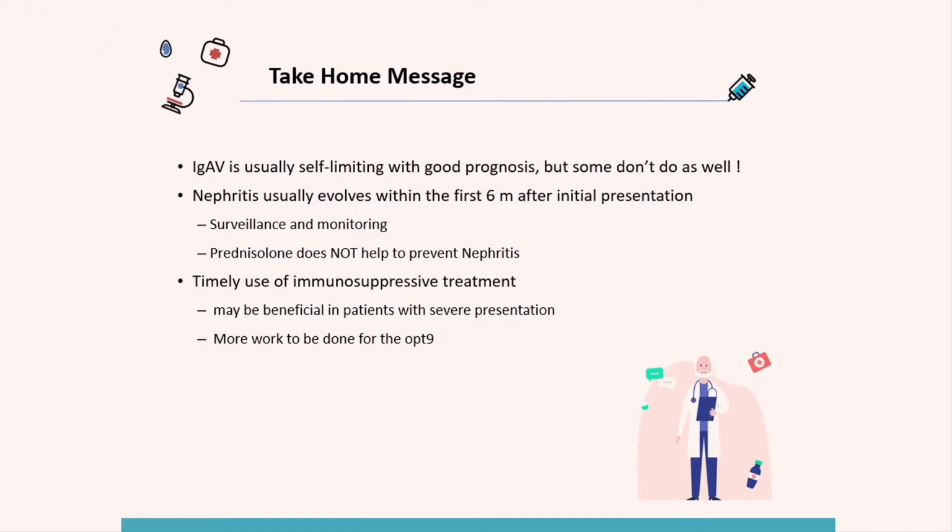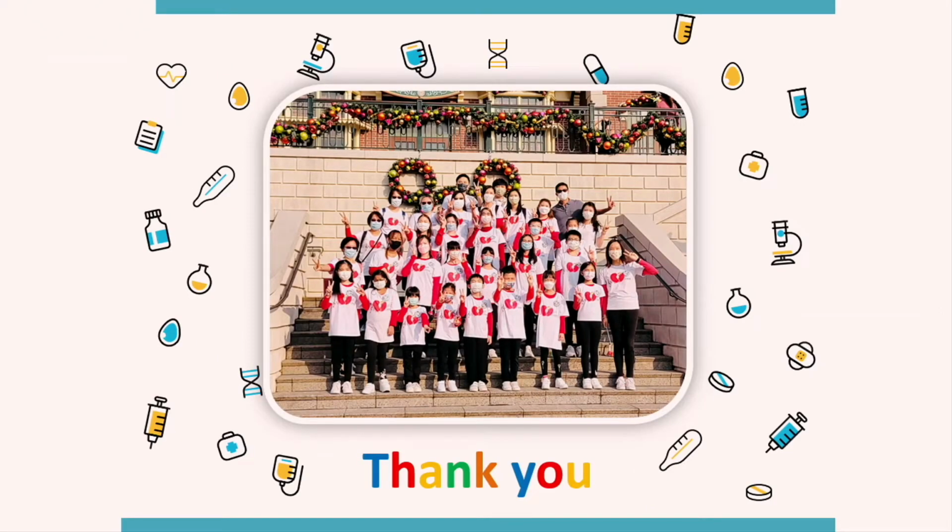So I think we're coming to the end of my talk, and I would like to spell out a few take-home messages. IgAV is usually self-limiting with good prognosis, but some children are not as fortunate. So we have to be careful. And nephritis usually evolves within the first 3 to 6 months after initial presentation. So do time your follow-up and look after those patients carefully, and try not to miss the occurrence of proteinuria. Prednisolone does not help to prevent nephritis, and the use of immunosuppressive treatments may be indicated in patients with severe presentations, and more work has to be done to find out the optimal treatments for patients with IgAVN.